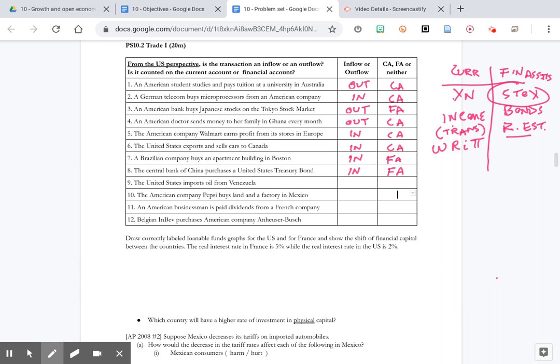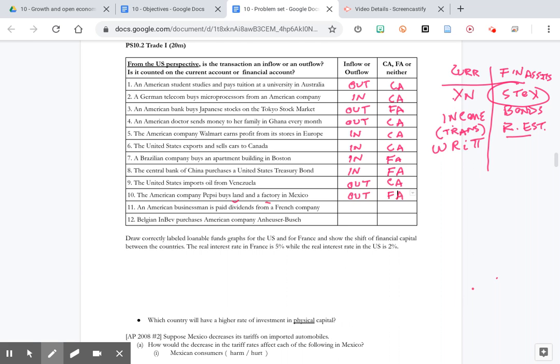Number nine, the US imports oil from Venezuela. If we're buying oil from another country, that means we're giving them money. So the money is flowing out. And is this a stock, a bond, or real estate? No, it's net exports. So we'd say it's the current account. Number ten, an American company, Pepsi, buys land and a factory in Mexico. So is the money flowing into the United States or out? Well, it's flowing out because it's going into Mexico. And from our looking at it here, stocks, bonds, and real estate, land and a factory would be the financial account.